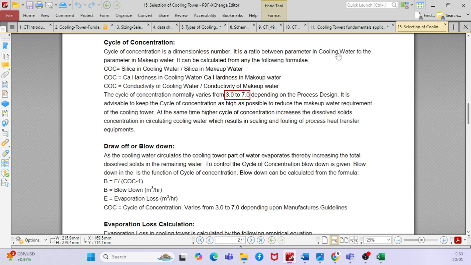Say for example, your cooling water is polluted, and the makeup water is fresh water. So what is the percentage? If your cooling tower water is good quality water, what will happen? Your cycle of concentration will be much higher. You can circulate more number of times. So it will vary depending upon that.